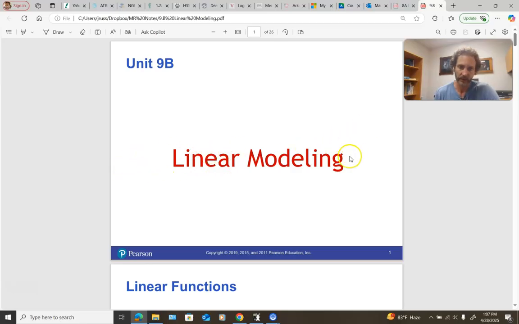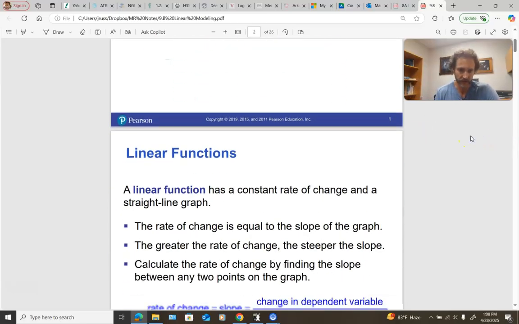We're going to look at something called linear modeling. So we're going to look at equations that represent that relationship between our independent variable, or our x, and our dependent variable, namely our y. Alright, so we'll get started.